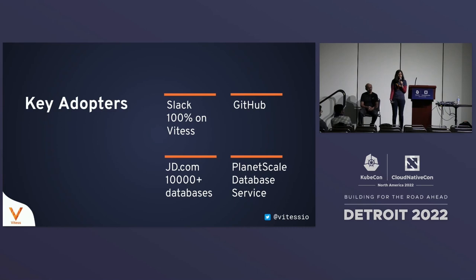Some of the key adopters of Vitess are Slack, which is 100% on Vitess, and GitHub, which has started their migration to Vitess but is still in the process of completing that migration. So right now they have a mix of Vitess managed and non-Vitess managed databases. JD.com, a Chinese retailer, is running 10,000 plus databases behind Vitess. And PlanetScale has a database service that runs Vitess behind the scenes and now has tens of thousands of Vitess clusters running.